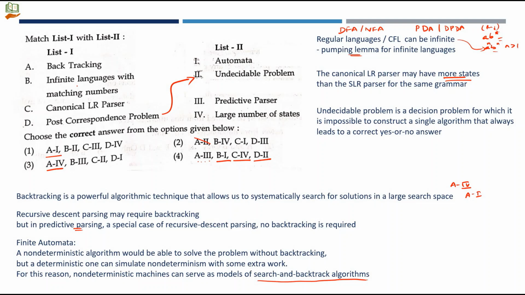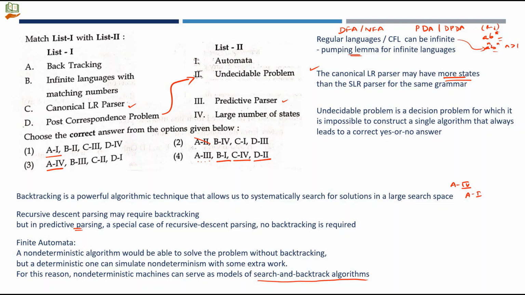When I want to represent infinite languages with matching numbers, I don't need any parser. It's not an undecidable problem, it's decidable. And they don't need a large number of states. Once you design a particular automata, it should automatically work. So B is actually mapping only to automata here. Regarding canonical parser also, you can rely only on a large number of states with respect to this point. Otherwise, this belongs to LR parsing and this belongs to LL parsing. So even C and 3 will not match.